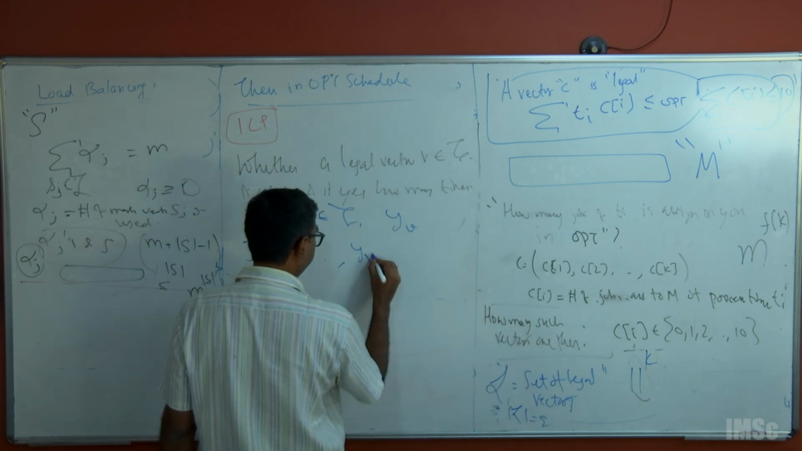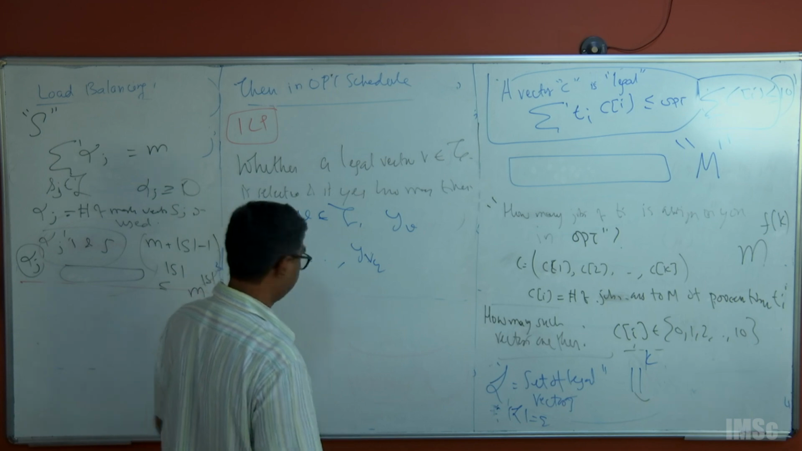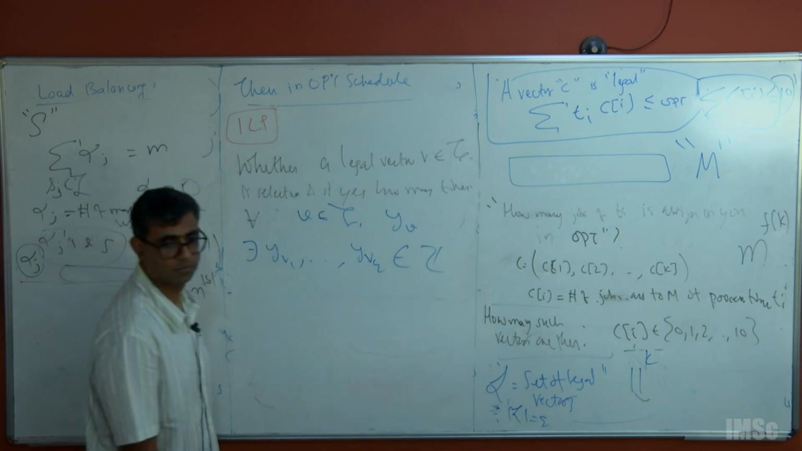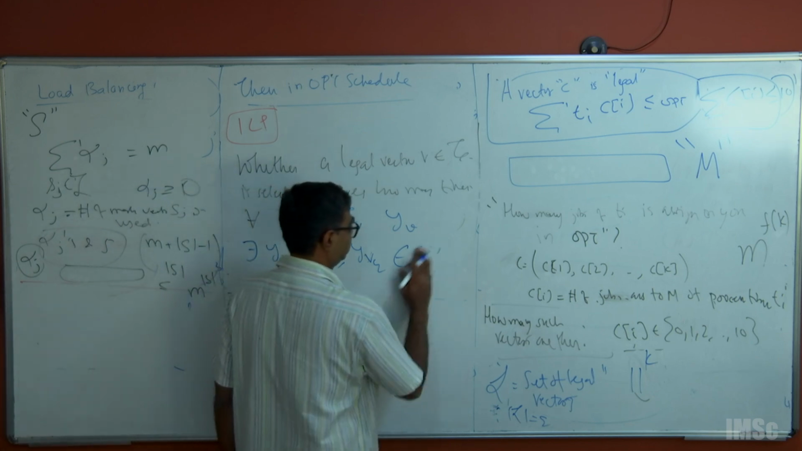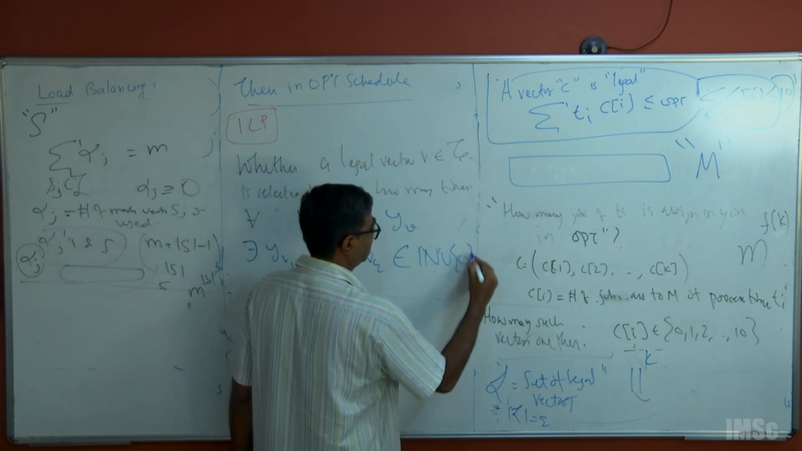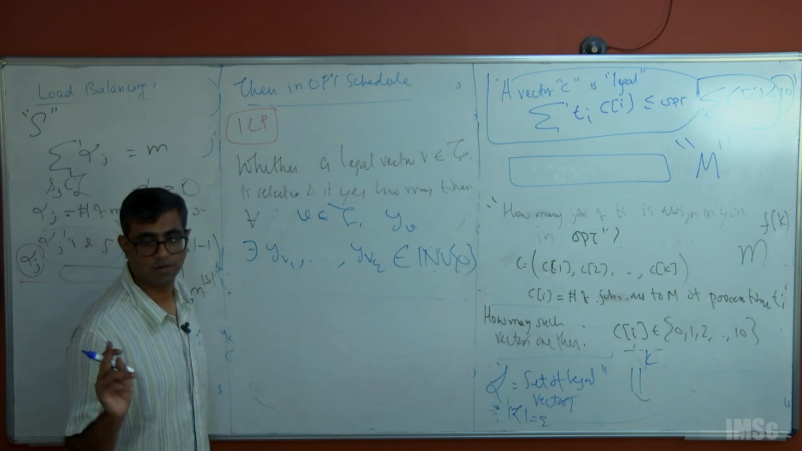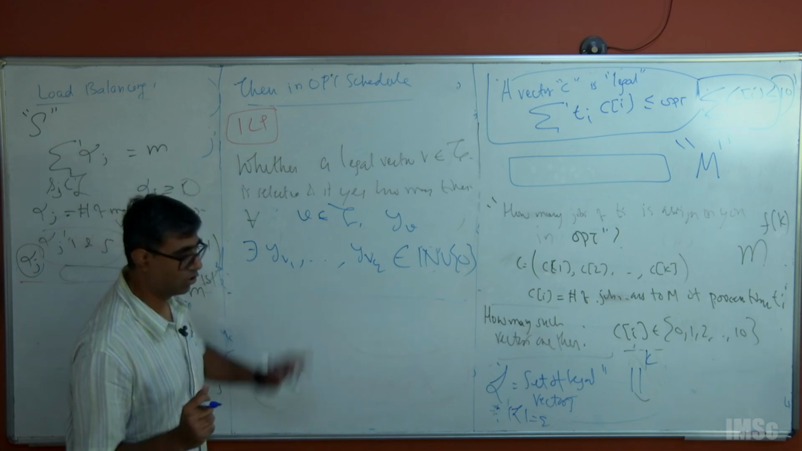So, I want to select y_{v1}, ..., y_{vq}, natural numbers (including 0), but some constraints should be satisfied. What are the constraints that should be satisfied? Anyway, they all are legal vectors.